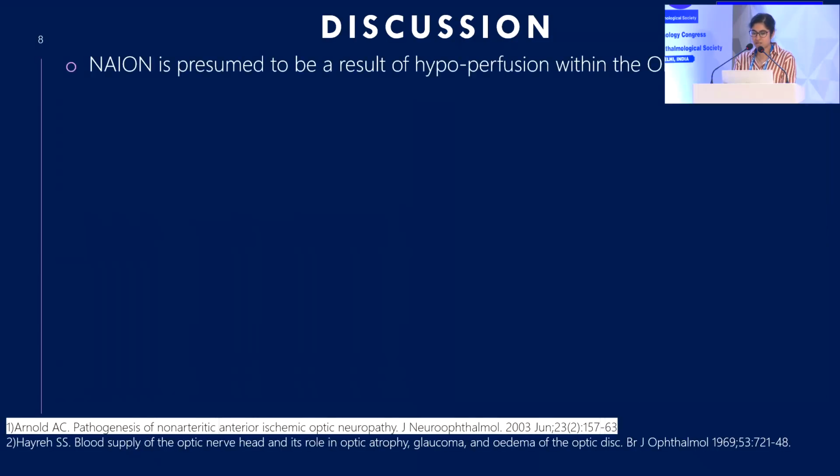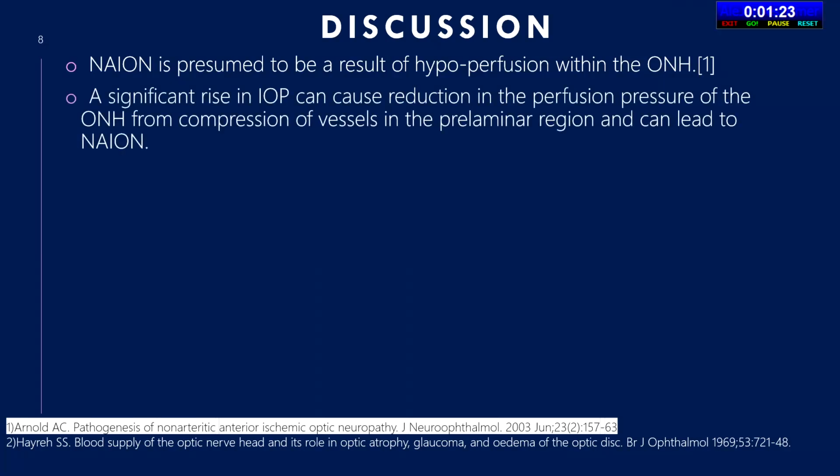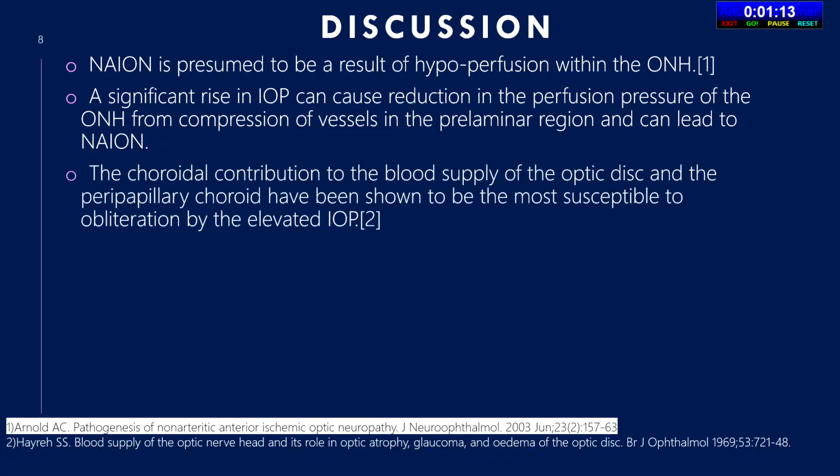To discuss, NAION is presumed to be the result of hypoperfusion within the optic nerve head. So if there's a sudden rise in the intraocular pressure, that can cause a reduction in the perfusion pressure of the optic nerve head, leading to compression of the vessels, leading to a NAION-like picture. The blood supply of the optic disc and the peripapillary choroid have been shown to be the most susceptible to be obliterated by the elevated IOP.